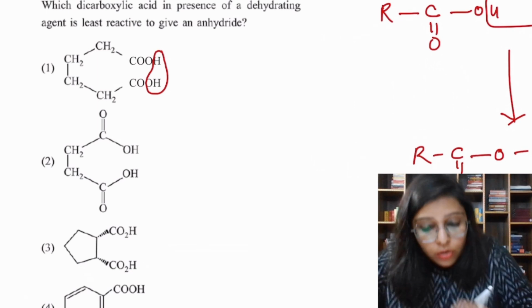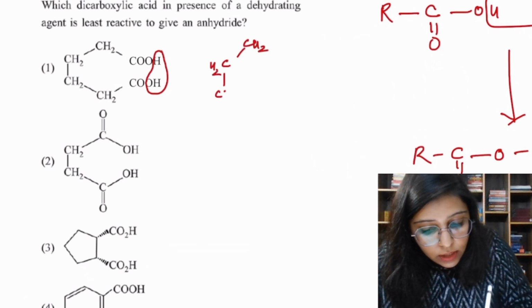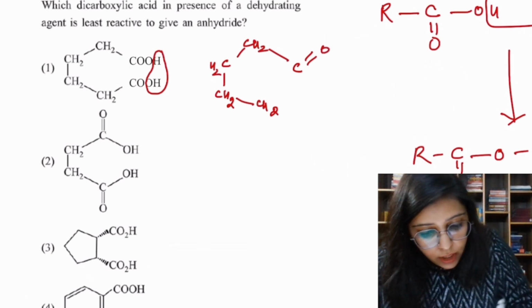So let's remove water. HO. When you remove water, you get CH2, CH2, CH2, CH2. Now C double bond O.